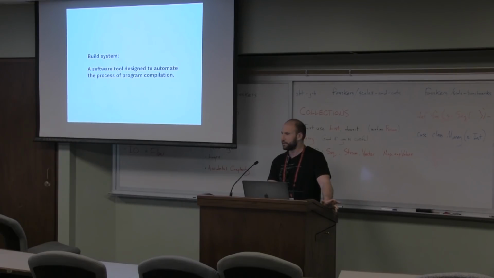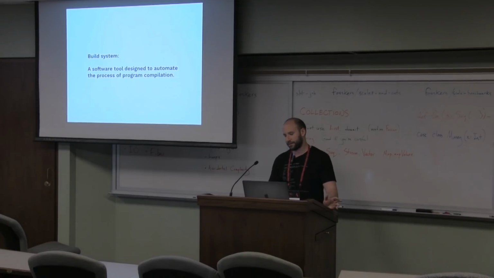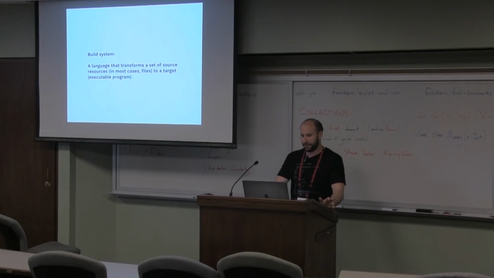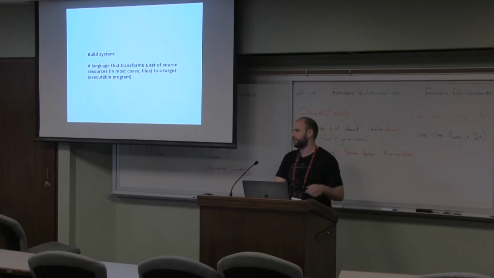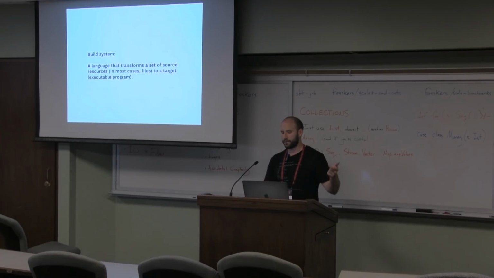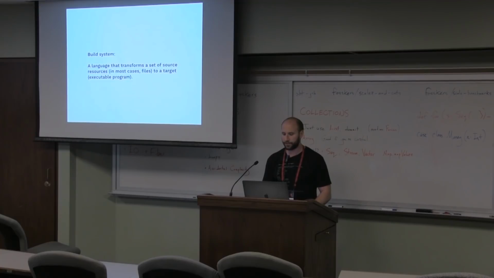So let's go through what a build system is. It's actually kind of hard to find a good definition of a build system. This is the one from Wikipedia, more or less: a software tool designed to automate the process of program compilation. It's kind of boring. I think a slightly better definition is that a build system provides a language where you can express a transformation from a set of source resources to a target. And those source resources are usually files, and the target is usually an executable program.